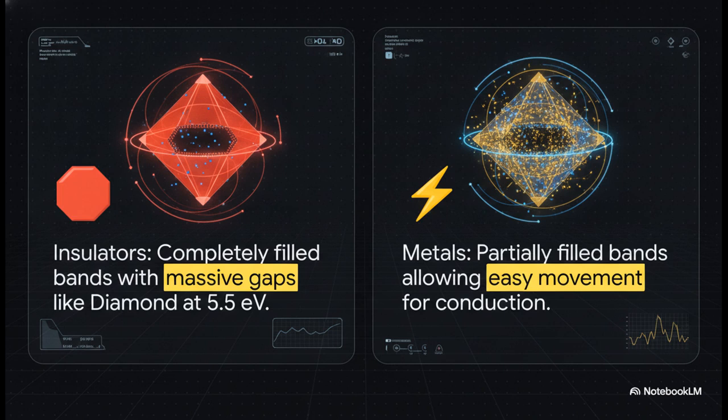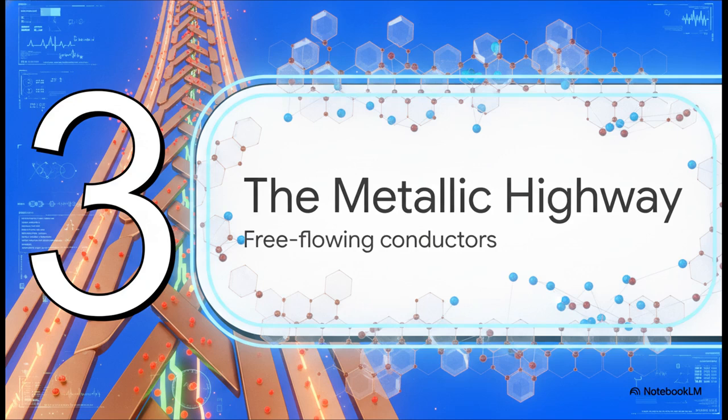Take insulators, like diamond, for example. They have completely filled bands with massive energy gaps right above them. In diamond, that gap is a whopping 5.5 electron volts. The electrons are stuck in a total quantum gridlock. They simply don't have the thermal energy to jump that massive gap. Metals, on the other hand, they have partially filled bands, so they have plenty of open lanes right above their highest electrons, allowing for super easy movement and conductivity. Let's dive deeper into that open lane in part 3, the metallic highway.